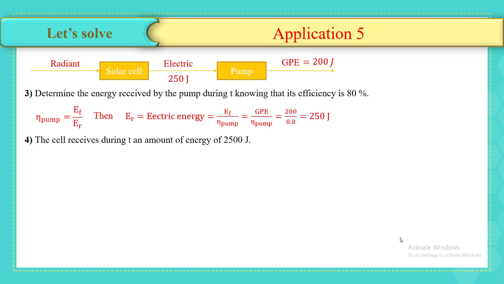In question number 4, the energy received by the cell during time t is 2500 joule. In first part of this question, we have to give the name of one form of energy lost in the cell. The answer is very simple. Thermal energy is a form of lost energy.